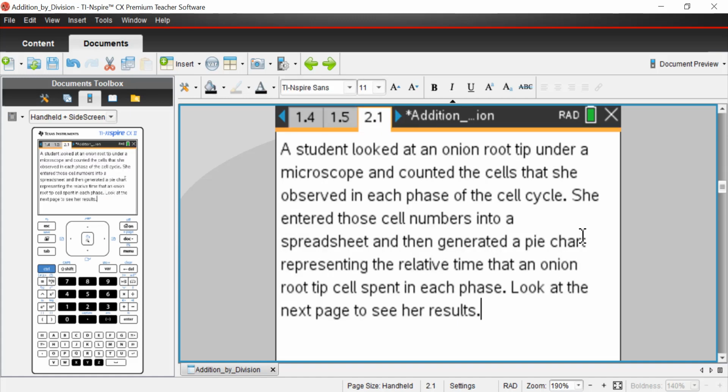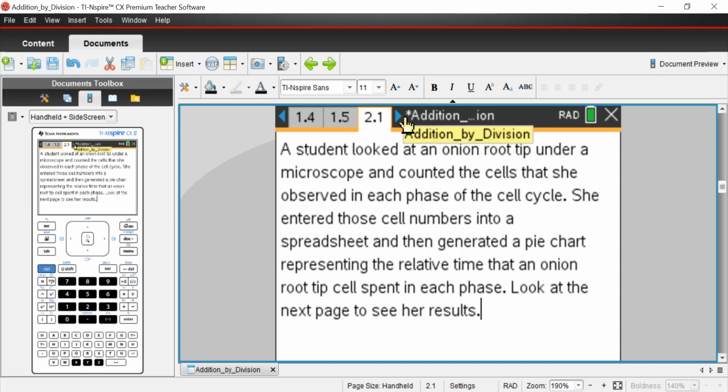So this gives you a scenario here about a student looking at an onion root tip under a microscope. Onion root tips are typically used to look at mitosis and interphase, just because they're very easy to see under a microscope. You can actually see prophase, metaphase, anaphase, and telophase very easily. These cells are typically dyed, and so you can see the chromosomes pretty easily. So anyway, the student entered those cell numbers into a spreadsheet and then generated a pie chart representing the relative time that an onion root tip cell spent in each phase.